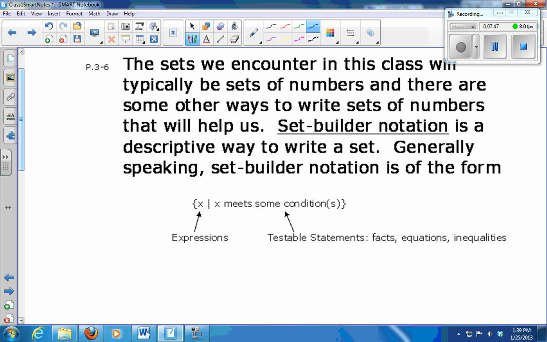Set builder notation is a descriptive way to write a set, and generally it looks like this. You put curly braces, and then you write the set, and you read it, the set of all x's such that, this vertical line is read such that, the set of all x's such that x meets some condition. Okay.